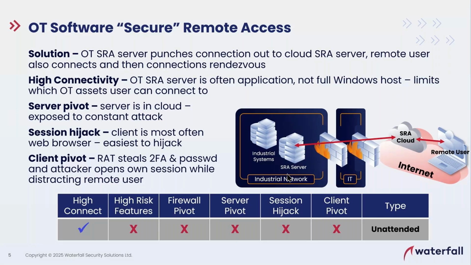So that problem's gone away. OT software remote access gets a check mark on that. High risk features. I'm sorry, the OT remote access ecosystem competes on features. They have features 9 ways to Sunday. They have all of the high risk features. So that's a problem. Firewall pivot, there's still a firewall in there. You break the firewall, you can get into the OT network. Oh, server pivot. The thing in the cloud is also software. It also has vulnerabilities. If the bad guys figure out one of these vulnerabilities and take over the server in the cloud, they can rendezvous whatever they want. They can take over whatever they want. It's a problem.